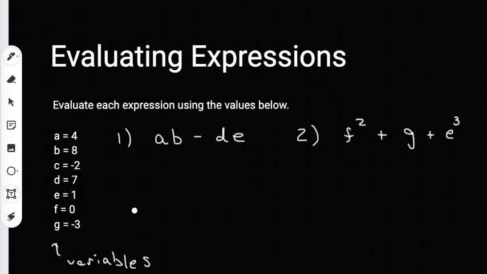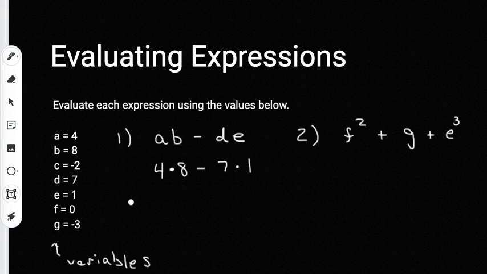So what we're going to be doing is taking these numbers and substituting them for their letters. For example, this first one is AB minus DE. I know that A is 4, so I'm going to replace A with a 4. And then I know that B is 8, so I'm going to replace B with an 8. Notice I put a times symbol in the middle because we're multiplying A times B. Then I bring down the minus sign that's in the middle, and then I know that D is 7, so I'm going to replace D with a 7, and then I know that E is 1, so that E is going to become a 1.